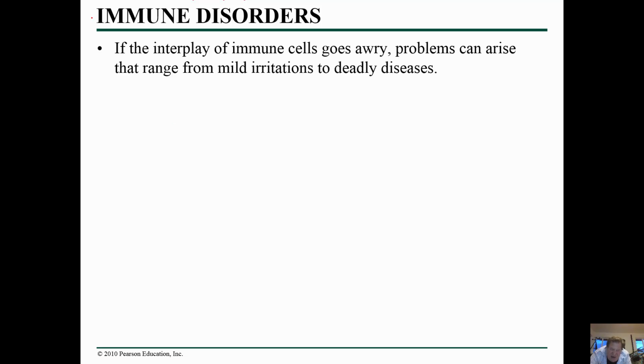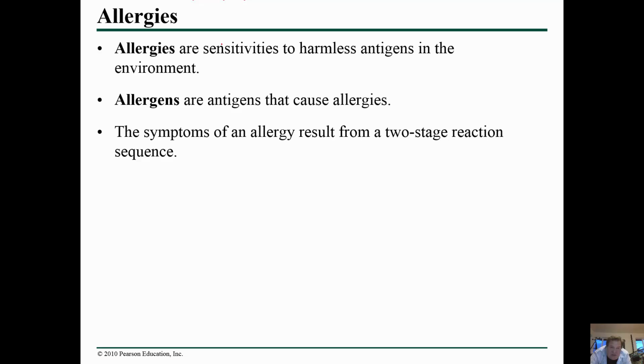Now, can we have too much immunity? Yes, we can. Just like you can have too little, you can have too much. And so we see the interplay of immune response. Allergies are when we're sensitive to harmless antigens in the environment. So somebody is overstimulated by harmless antigens. Allergens are antigens that cause allergies.